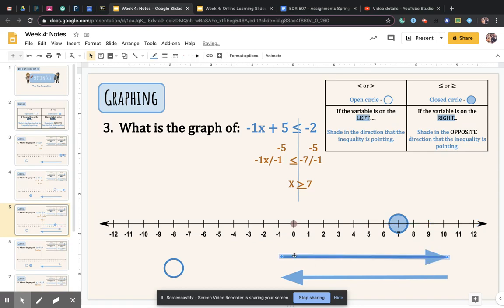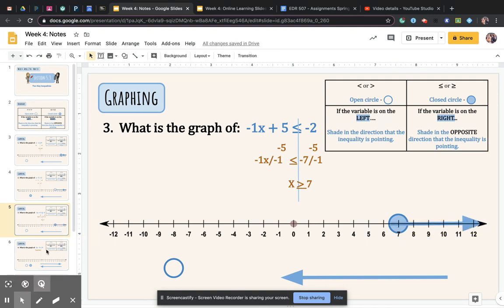Hold on. I'm going to shorten this first and then click and drag it. Okay, so that is our inequality. Let's do another one.